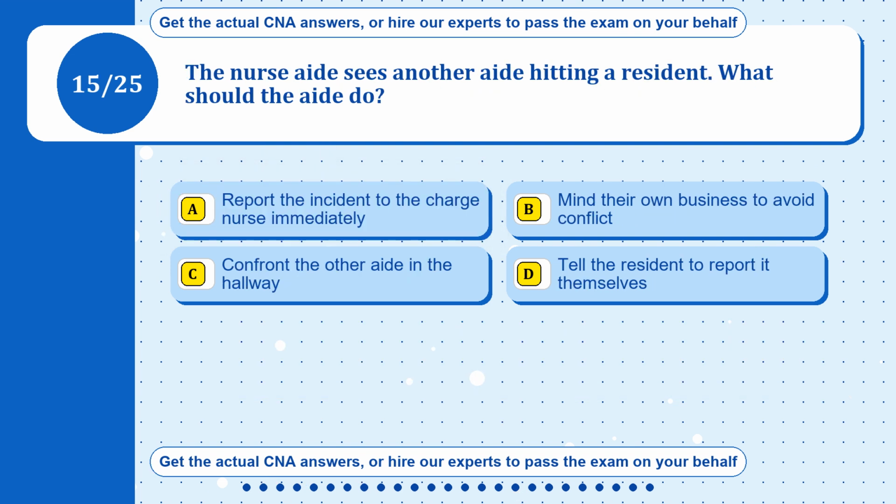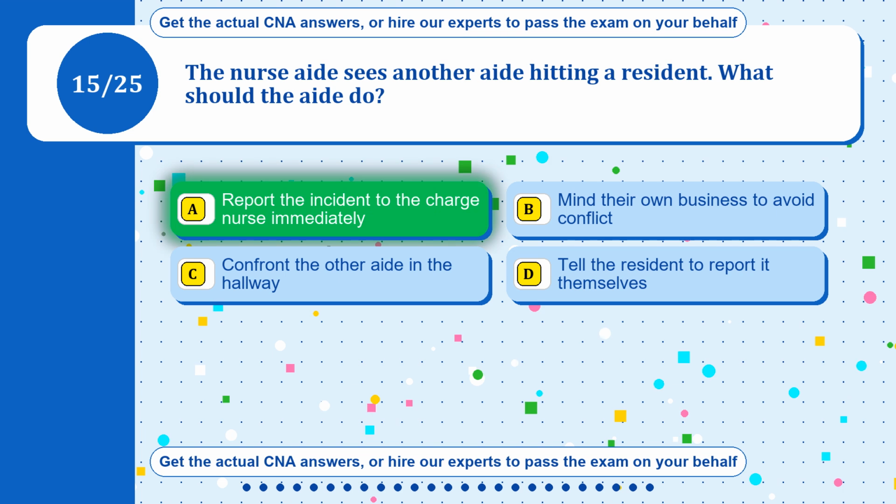Question 15. The nurse aide sees another aide hitting a resident. What should the aide do? Option A. Report the incident to the charge nurse immediately. Option B. Mind their own business to avoid conflict. Option C. Confront the other aide in the hallway. Option D. Tell the resident to report it themselves. The correct answer is option A. Report the incident to the charge nurse immediately.